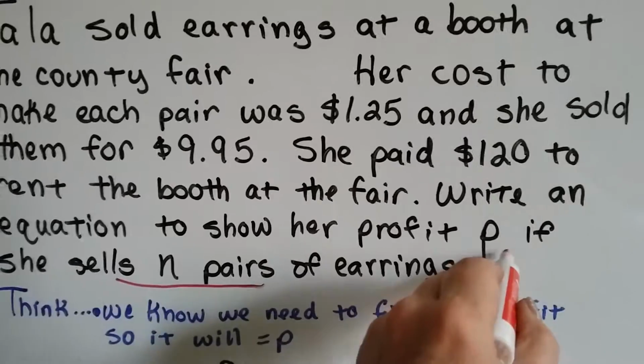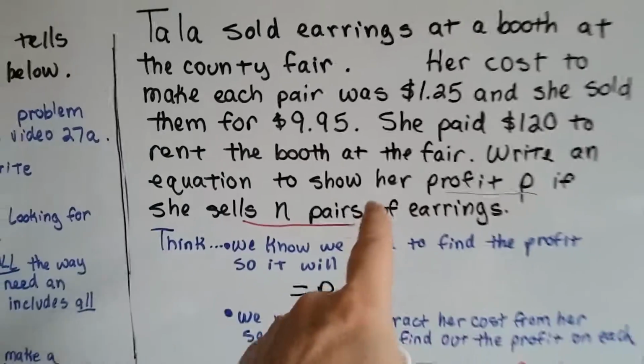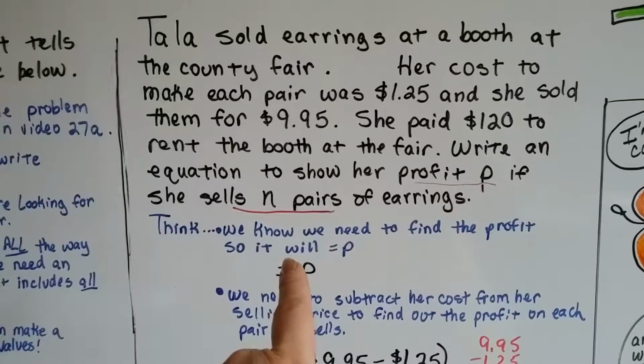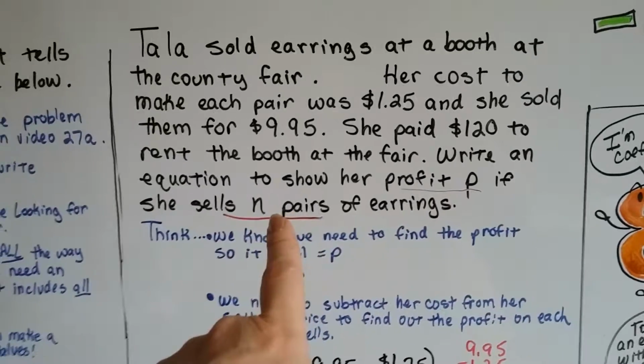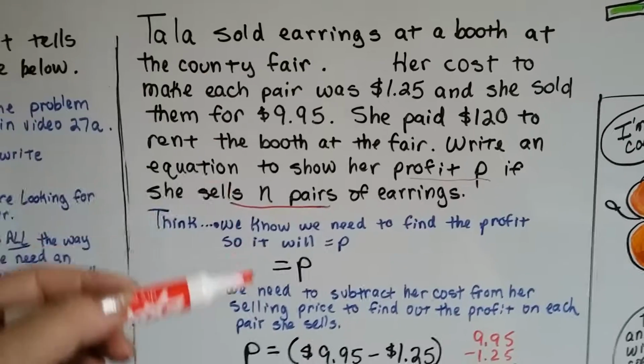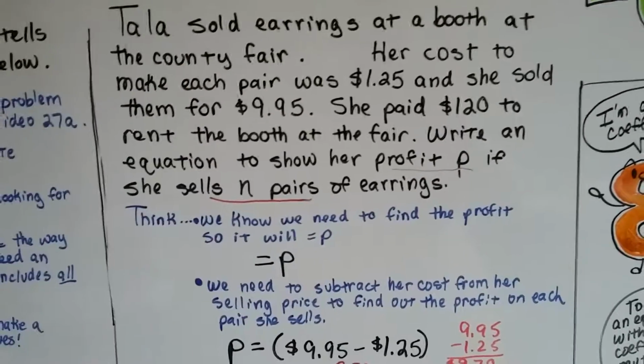So we know we've got profit, P, is what we're looking for. So we know we've got P equals, all right, or equals P. We know we've got that much so far. We don't know the amount of earrings she sold, so we could probably make a table of values to show all the different profits that she could have made depending on how many she sold.